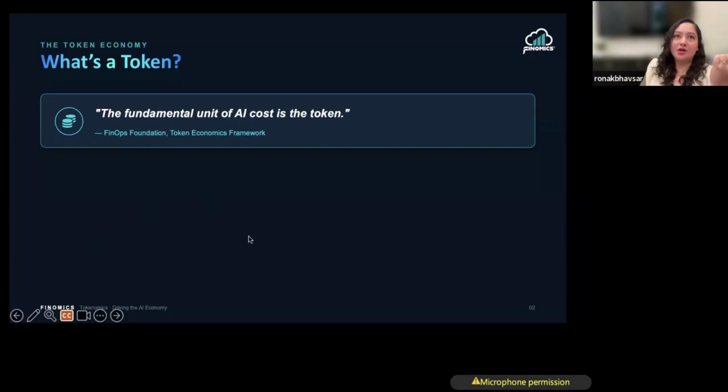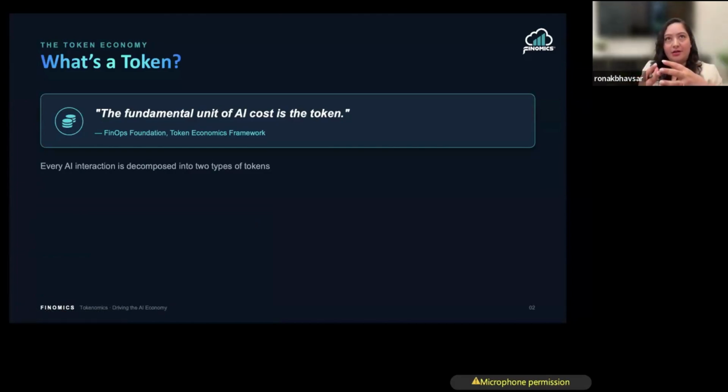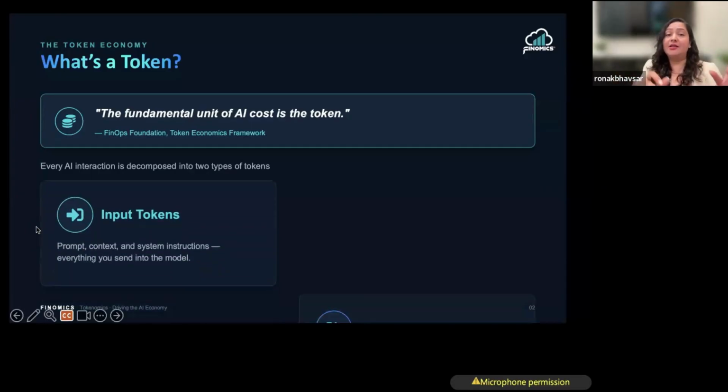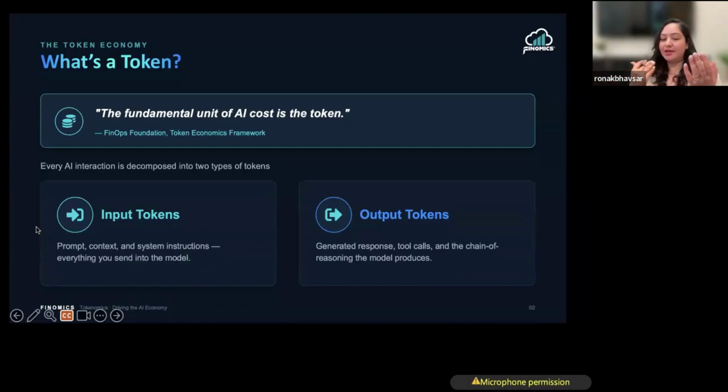So understanding a token is very important. How do tokens get generated, and how do we get charged for the tokens? Any interaction that you are doing with an AI is essentially turning into two types of tokens. One is an input token, and another is an output token. Whether you are using ChatGPT or any other tool that's helping you with your day-to-day work, you are going to type in a prompt, give it a context, and give some system instructions.